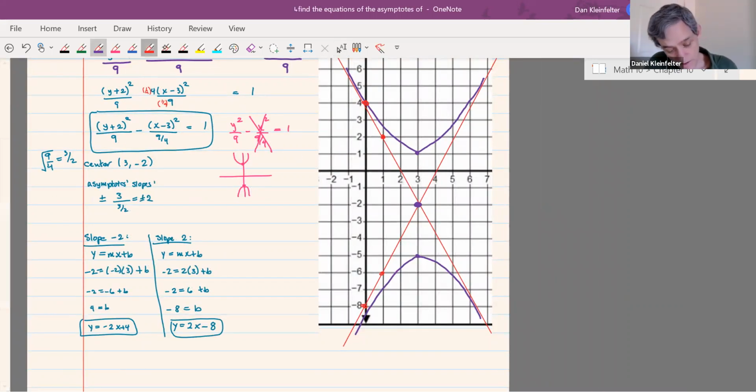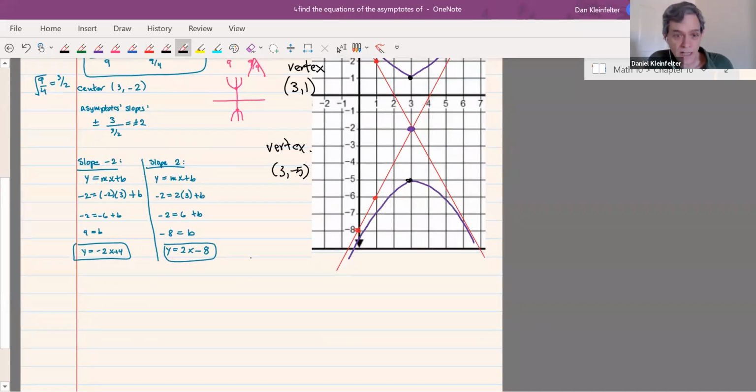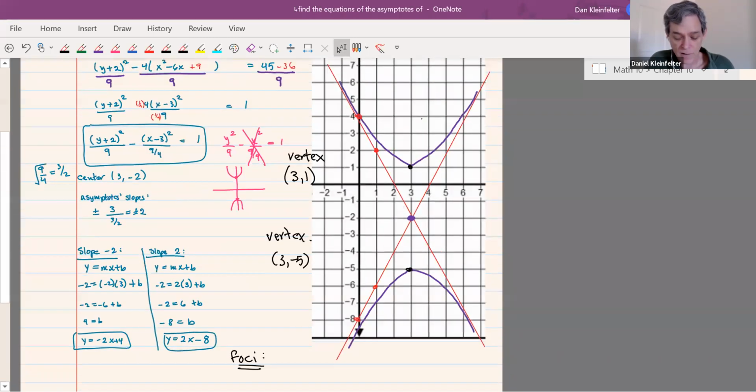We've got the vertices. Those were at (3, 1). For one of them, let me draw that a little bigger. (3, 1) was one vertex. And then the other one is at (3, -5). Okay, so those are the two vertices. And then for why-not's sake, let's go ahead and get the foci too. Okay, so those will have an x coordinate of 3, right? They always will lie along the transverse axis. So they're going to have an x coordinate of 3.